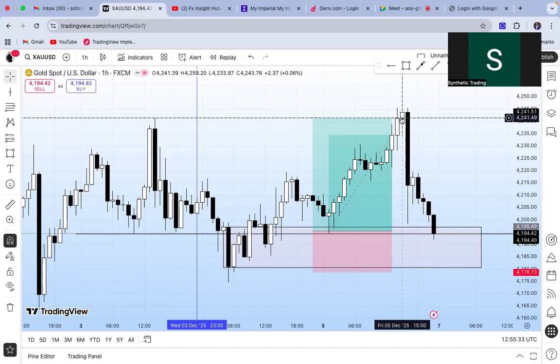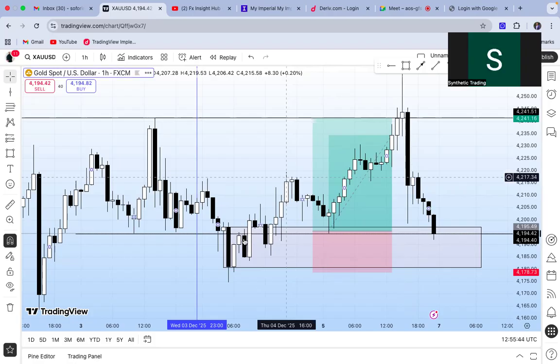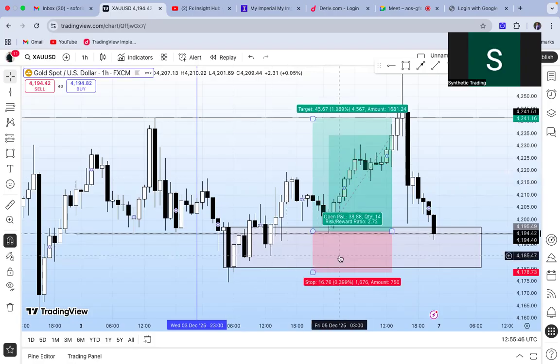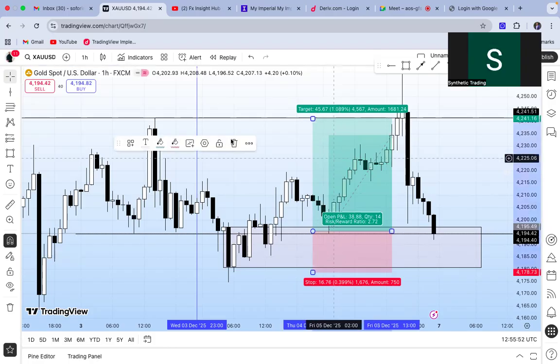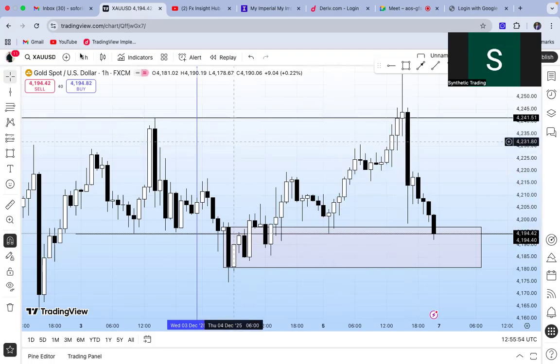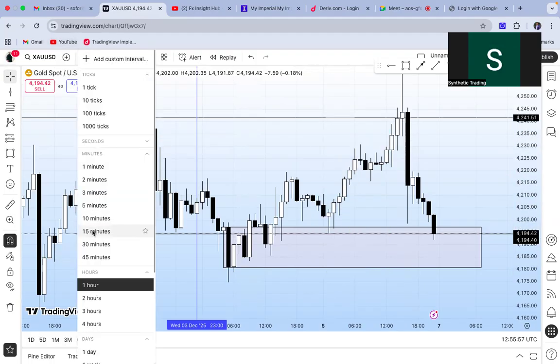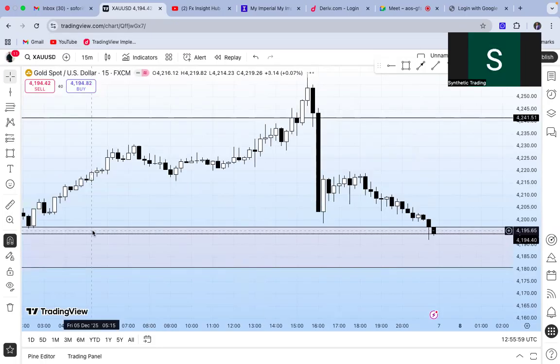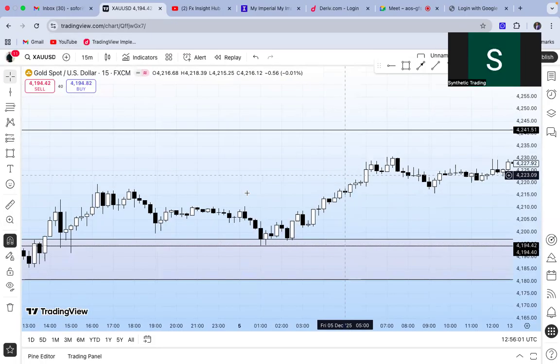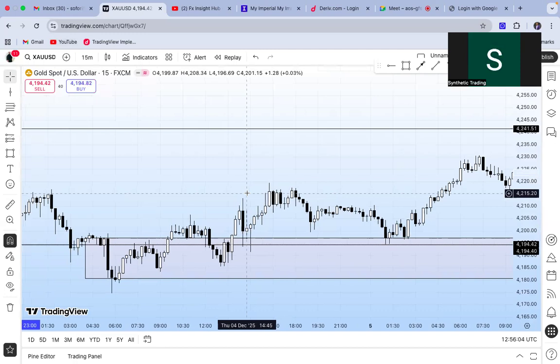Now, ideally, the CRT is saying that if we find the CRT on the daily time frame, the entry should be on the 1 hour. However, I have done this and I realized that on the 1 hour, the risk is too much, but it's still valid. So I'm going to break the 1 hour further down to see if I can reduce the risk. Most of the time, I use 15 minutes for my entry. So I'll go to 15 minutes.